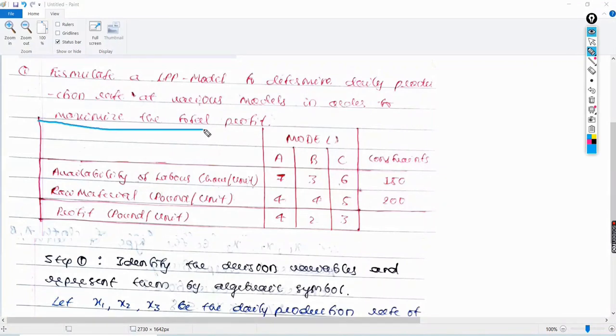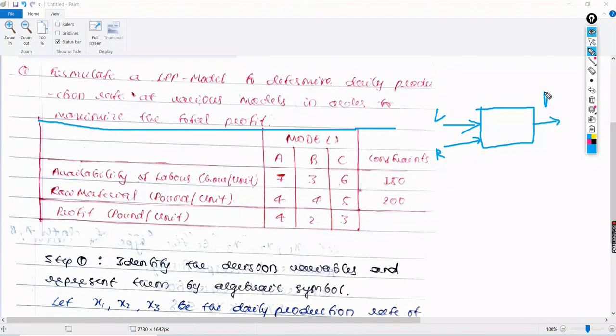There will be an industry. For that industry, there will be two inputs: one is the labor requirement, and the other is the raw material requirement, in order to produce the outputs, model A, model B, model C. What we need to do?